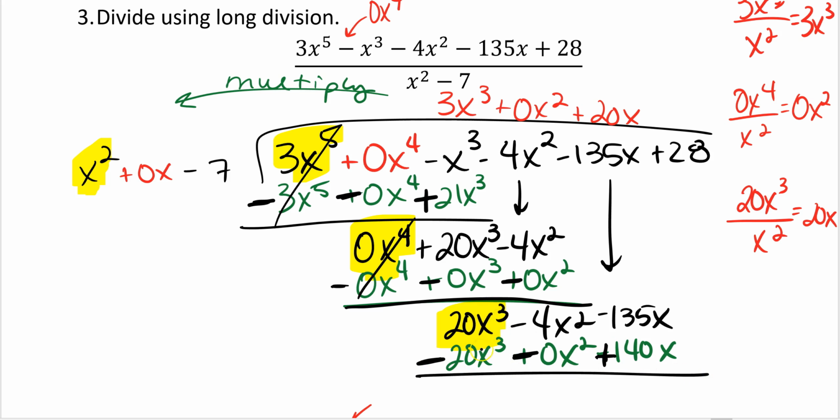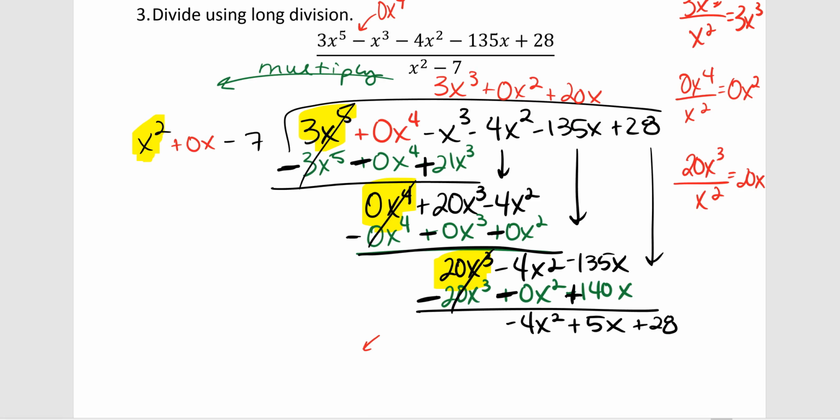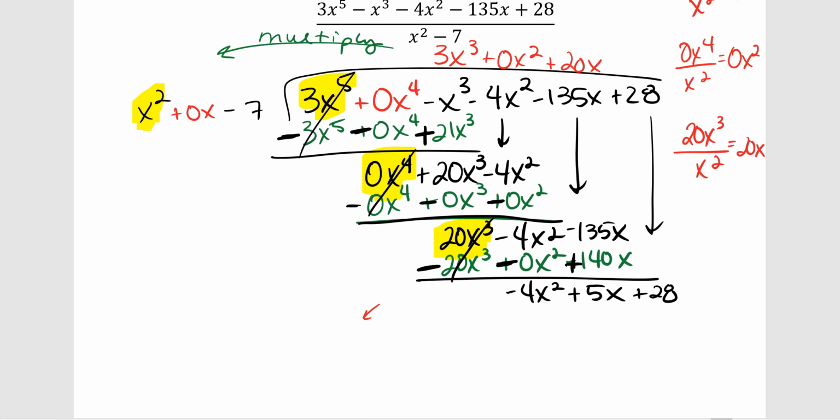So 20x to the 3rd minus 20x to the 3rd cancels out. Negative 4x squared minus 0x squared is still negative 4x squared. And then negative 135x plus 140x is positive 5x. Then we're going to bring down that plus 28. And then we're going to divide again. So negative 4x squared divided by x squared.